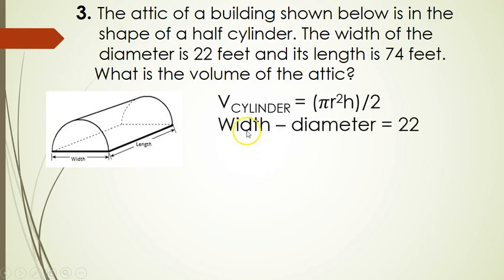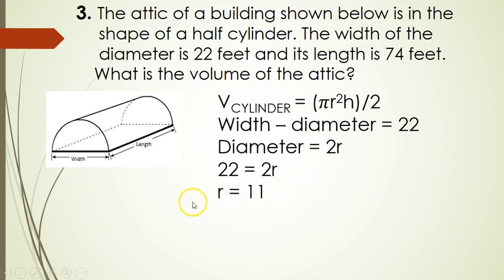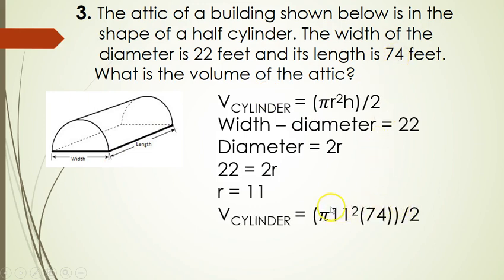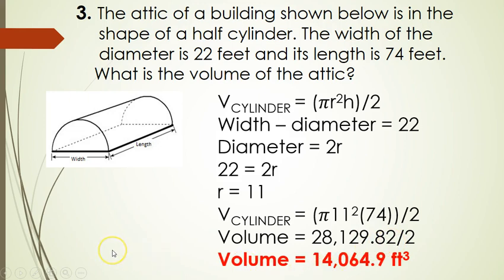So what we're going to do is we're first going to take our width here, which it says is 22. It's also our diameter, right? And we have to, again, get r up here. So we got to divide that 22 by 2 because our diameter is equal to 2 times the radius. So our radius is 11. So now all we need is to plug in our r up here where r squared goes, our h for our length, which is 74. And then we're going to divide all of that by 2. So when we do that, we get 28,129.82. We're going to divide that by 2, and that gives us 14,064.9. And again, this will be feet cubed because it's volume.